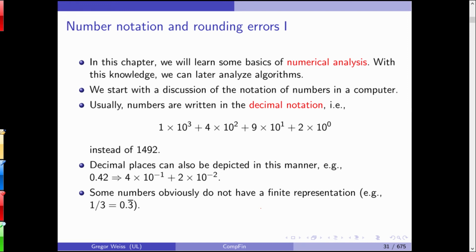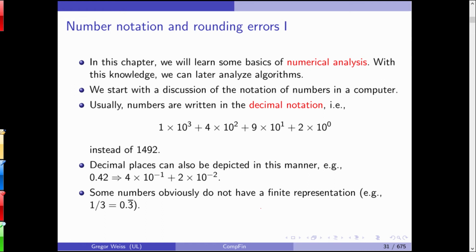Now let's start with number notation and rounding errors. First of all, you probably know we calculate in the decimal number system. And in decimal notation, for example, 1492 is 1 times 10 to the third plus 4 times 10 to the second plus 9 times 10 and so on. And you can use the decimal number system to express this number in this particular number system.